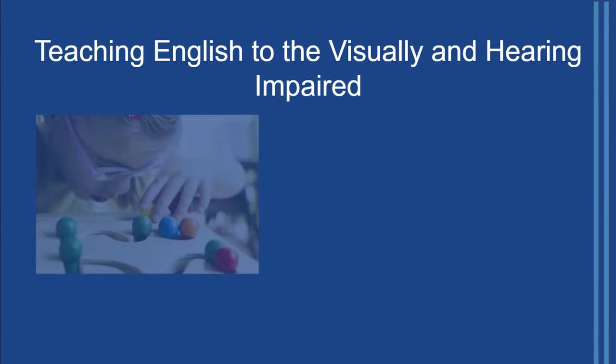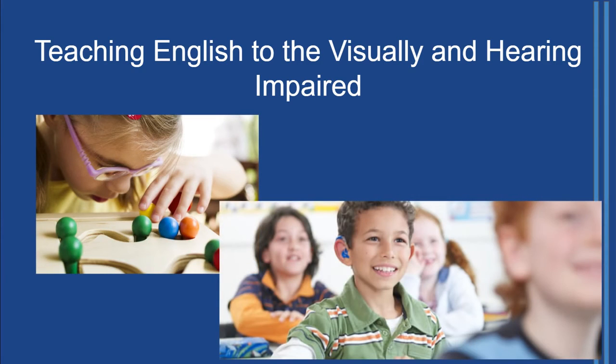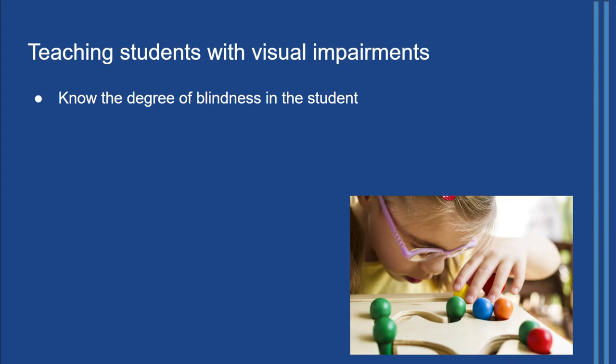Teaching students with visual or hearing impairments has many of the same philosophies as we've already discussed. First, let's look at students with visual impairments. You should know the degree of blindness in the student. Is the student totally blind, or can they see large print text? Know the background of the student. How did they lose their sight? Were they born blind, or did it come later in life, so that they have some sort of visual memory of things like colors and objects?